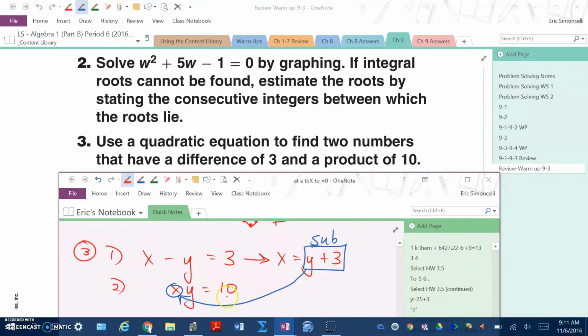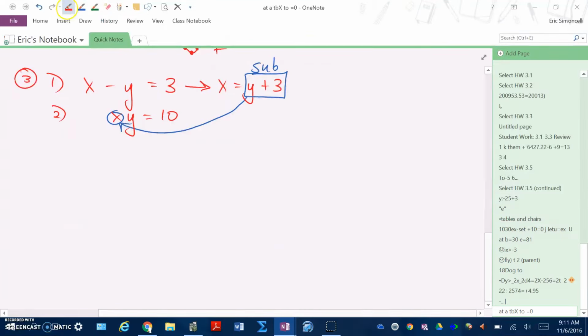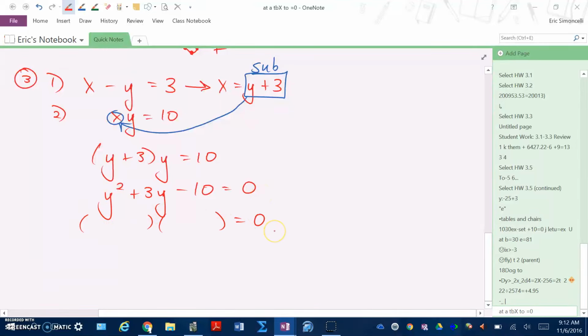Okay, and now what we'll do is we'll rewrite this equation as such. So it becomes y plus 3 times y, and that equals 10. When I solve, I distribute y, so that y squared plus 3y. I'll subtract 10 now, setting it equal to 0. Instead of solving by graphing, I'm going to solve by factoring.